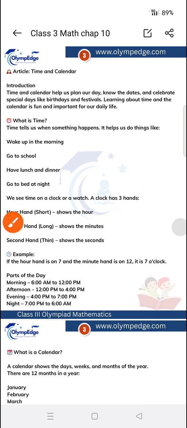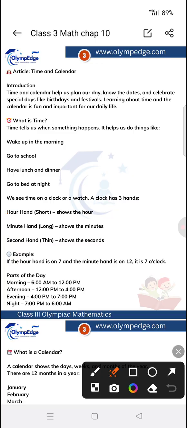Hello students, today we'll be starting with the 10th chapter of maths and we will be learning about time and calendar. So let's get started. Time and calendar help us plan our day, know the dates and celebrate special days like birthdays and festivals. Learning about time and the calendar is fun and important for our daily life.